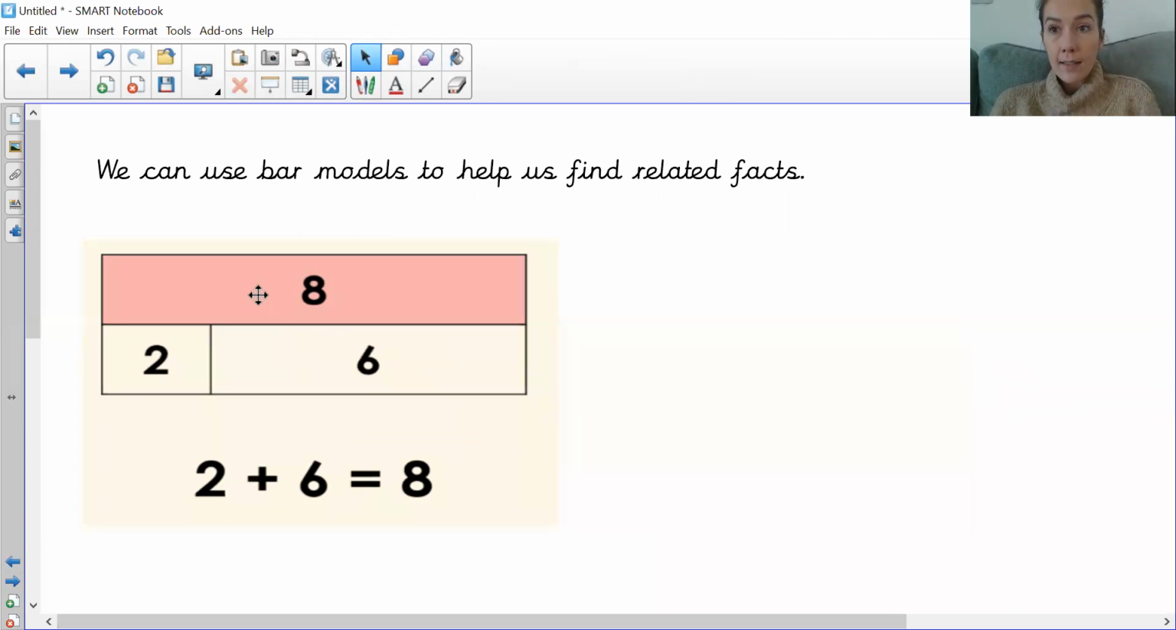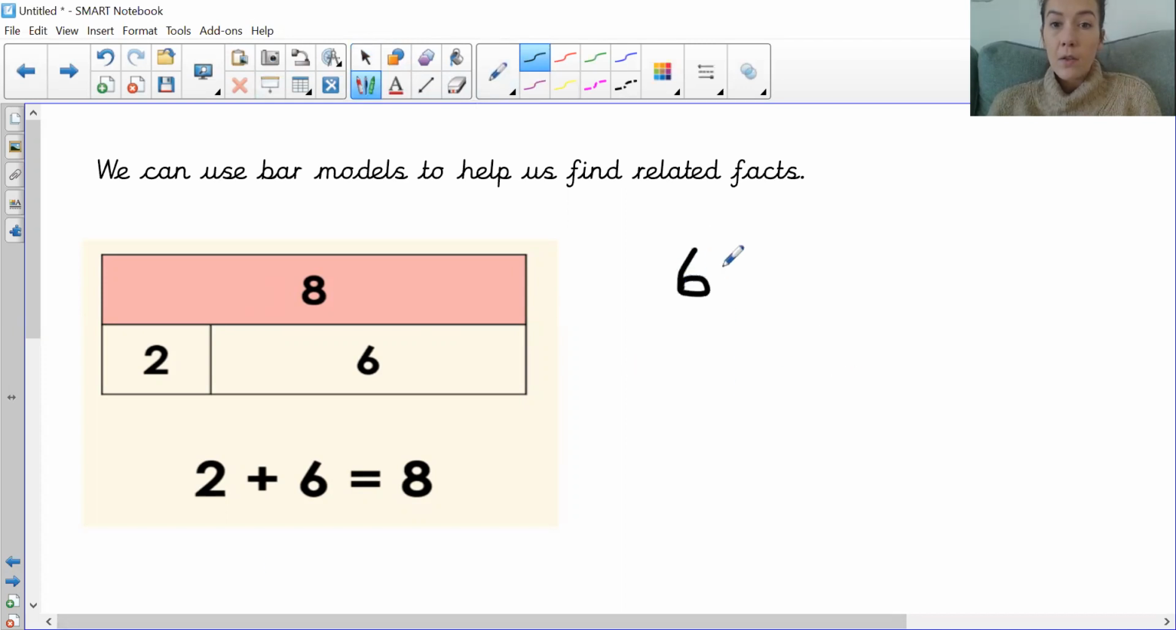What other facts can this help us to solve or to identify? We can do, just get my pen here. So we've got 2 add 6. Then obviously we can do that the other way around. We can do 6 add 2, because it doesn't matter which way around you do it when it's in addition.